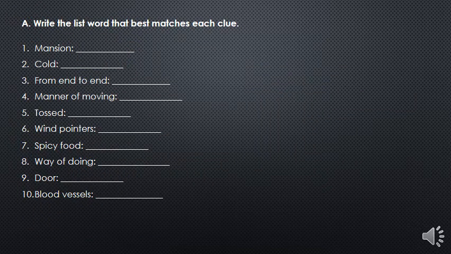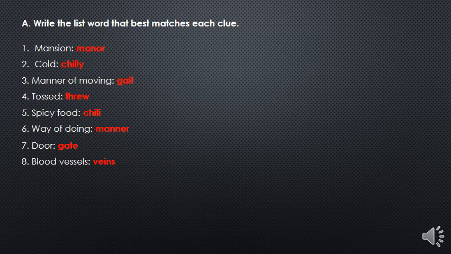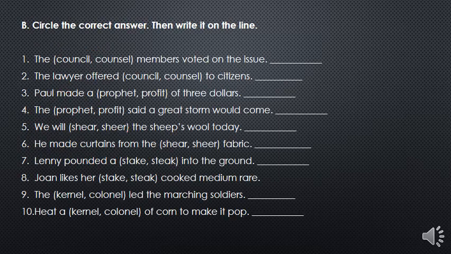Let's do the exercises. Write a list of words that matches each clue. Let's see the answers. So when I say mansion, it means a manor. When I say cold, it means chilly. When I say manner of moving, it's a gait. When I say tossed, I tossed the ball, so I threw the ball. When I say spicy food, this is chili. Way of doing means manner. Door, gate, and blood vessels, veins.